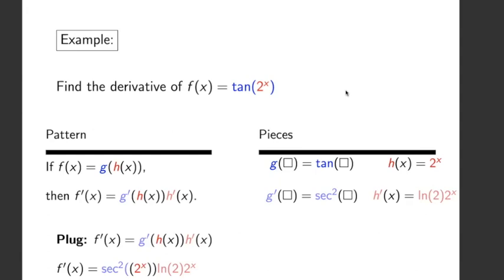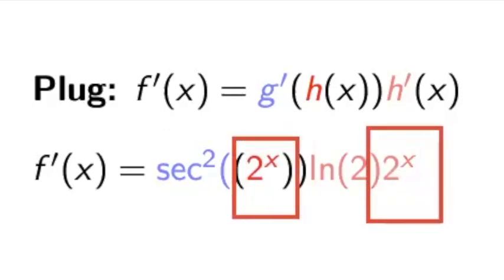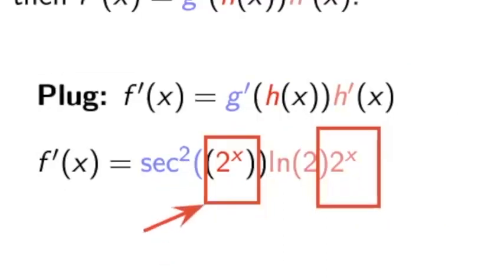g prime of h of x becomes secant squared of 2 to the x and h prime of x is natural log of 2 times 2 raised to the x power. The final answer is f prime of x is equal to secant squared of 2 to the x times natural log of 2 times 2 raised to the x power. Be careful. You might think that you could do something to simplify with this pair of 2 to the x terms, but that's not the case. The first 2 to the x is in the argument of secant squared, so it can't come out and play.